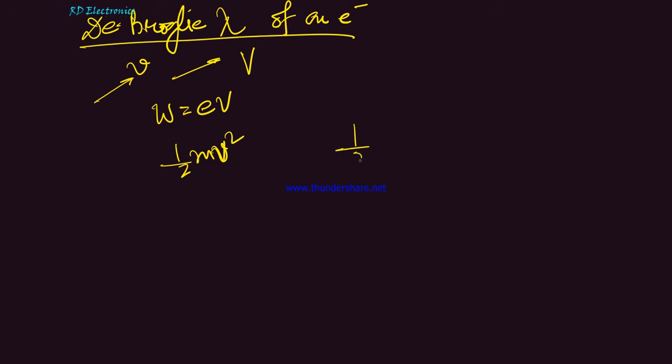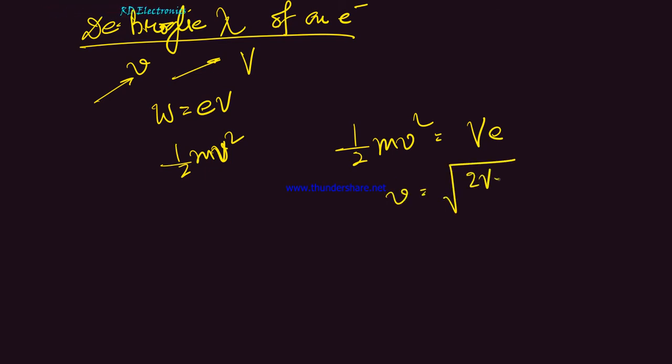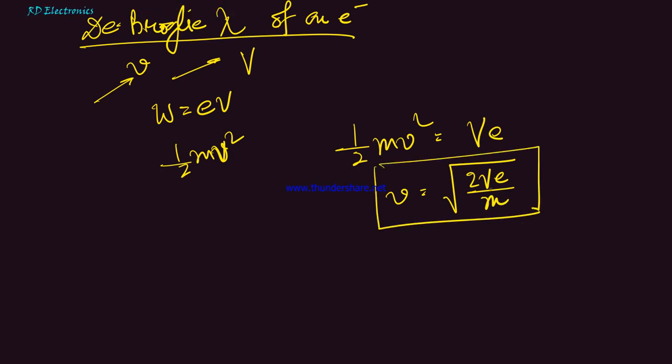Now this kinetic energy, half m v square, is equal to capital V into e, that is potential into charge of the electron. So here we get the formula v equals root of 2Ve divided by m, that is, the velocity of the electron depends on the potential difference, charge of the electron and mass of the electron. Now what is the wavelength? Wavelength is equal to h by p, where p is equal to m into v. So here put the value.